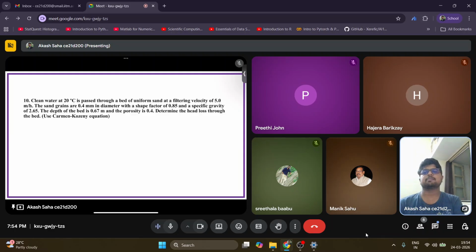So you have to use the Karman-Kozeny equation. Are you aware of this equation, or shall I directly give you the solution? Are you aware of this Karman-Kozeny equation? This is somewhat related to the previous problem only, but they are asking to use a different equation here. I think you are not aware.